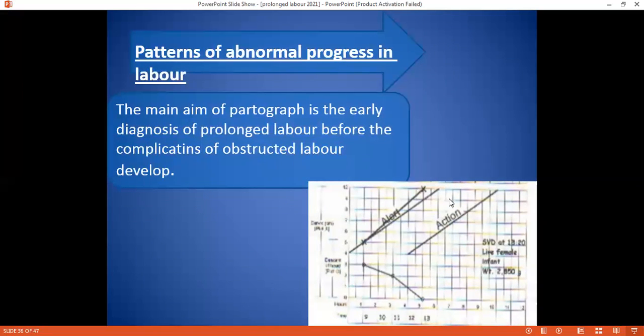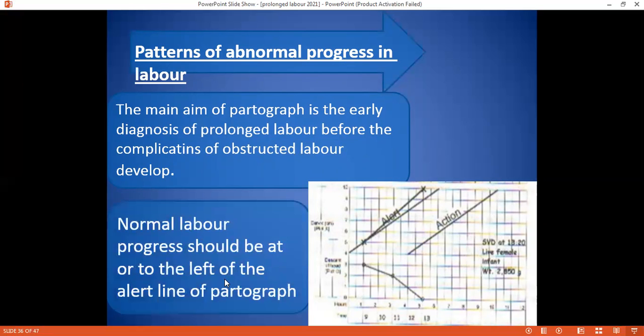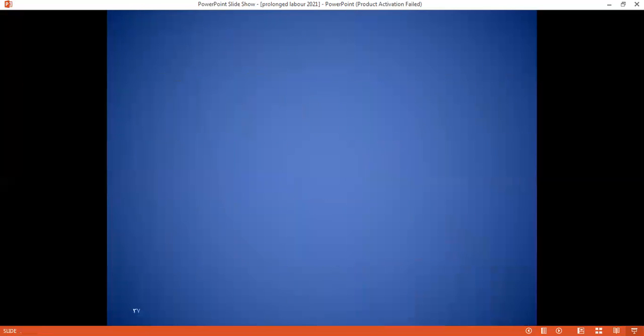Here, this is the alert line of the Partograph and here the action line. Normal labor should be on or to the left of the alert line, okay? Once we pass the alert line towards the action line, this is abnormal labor.